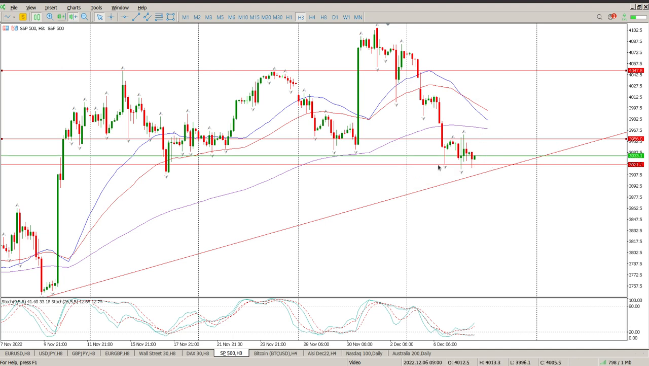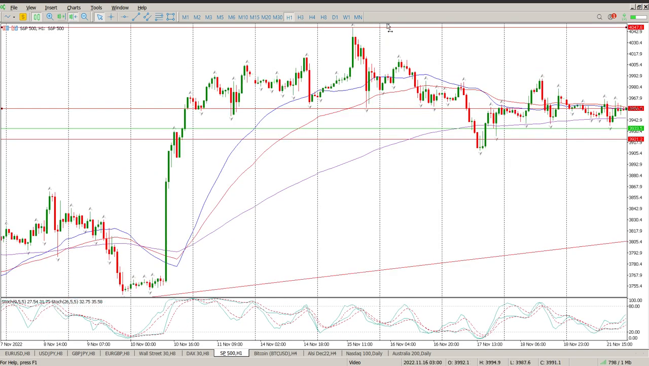Break above that, we're long. Break below here and a retest, we're short. I don't want to just jump in short here, especially as the oscillators are looking like this right now. So we just have to be a little bit cautious still.